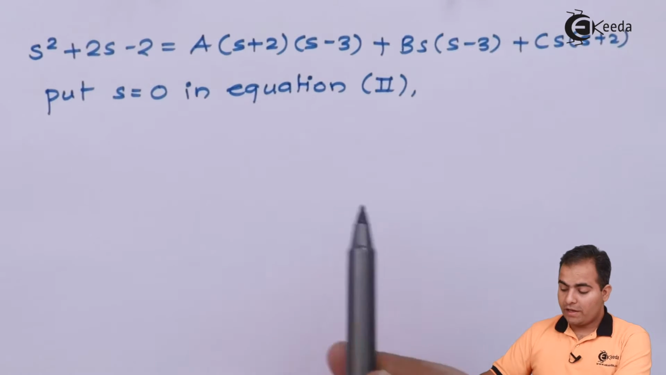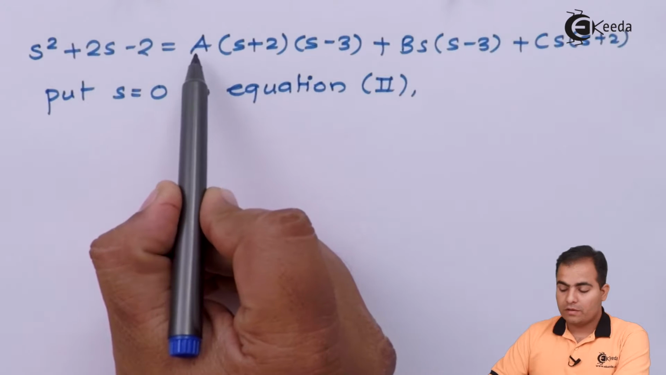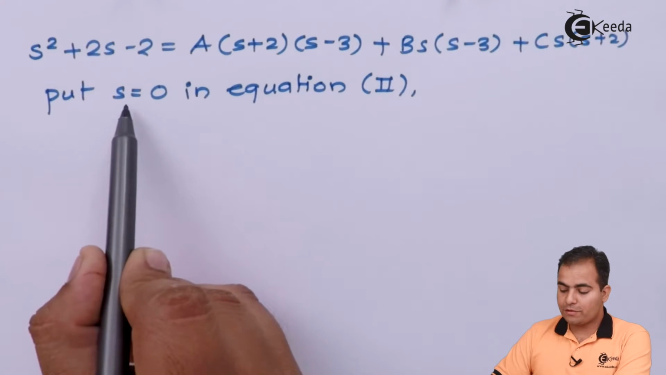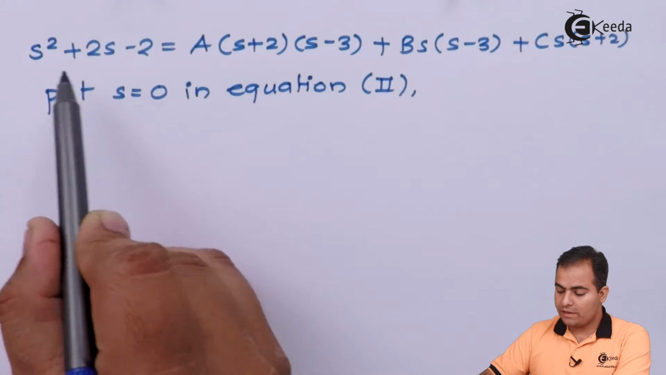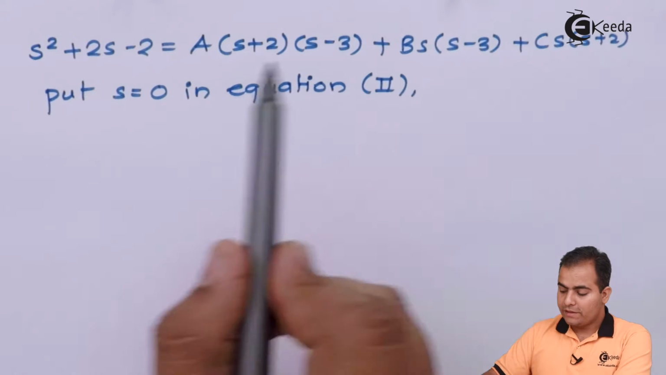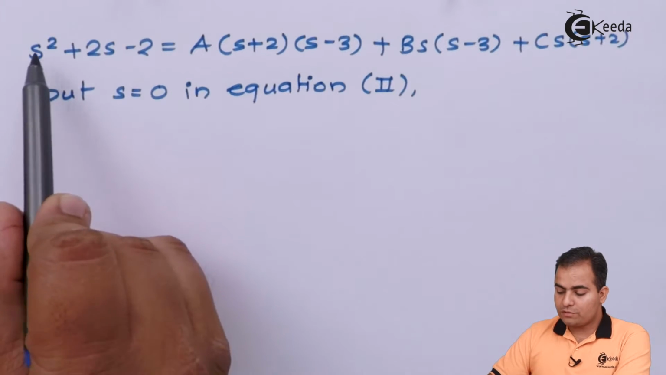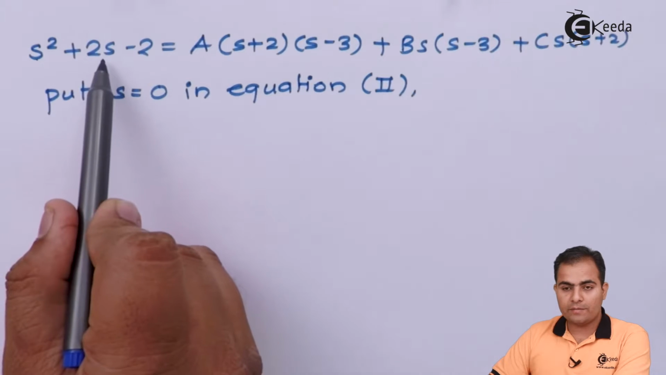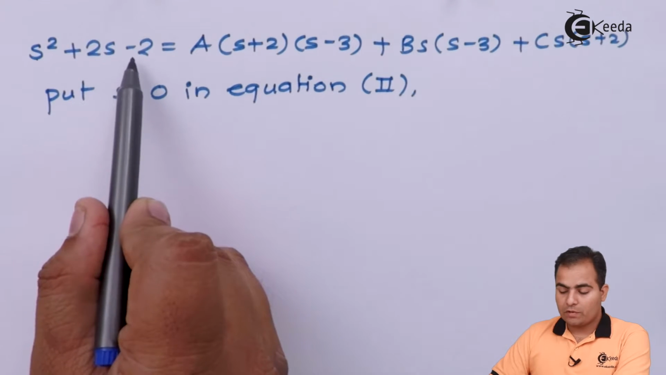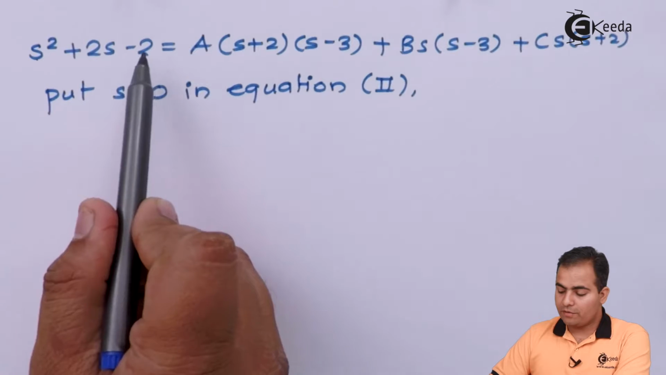Now what I'm going to do, I have to calculate the value of A. For that we need to substitute s equal to 0 in equation number 2. This is our equation number 2. Just substitute s equal to 0. So these two terms will become 0, or be replaced by 0. Now what we'll get on the left hand side is only minus 2.